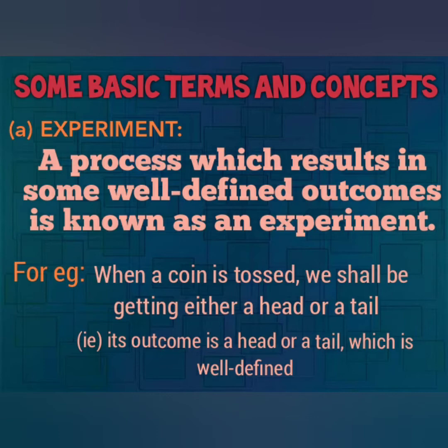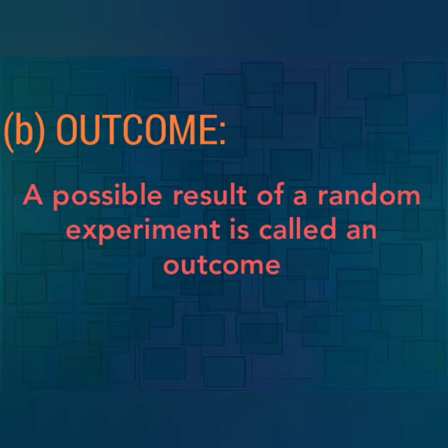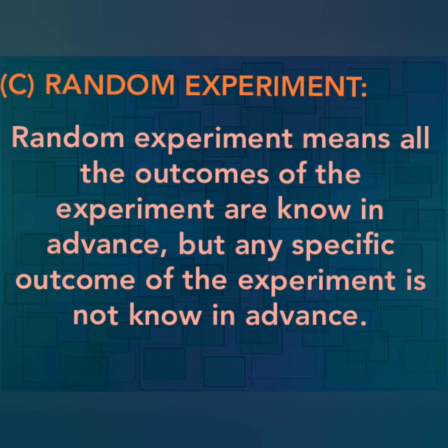Definition of experiment. Next, outcome. A possible result of a random experiment is called an outcome. A possible result. What are all possible results we will get for that experiment is called an outcome. But in this, what is the meaning of random experiment? Random experiment means all the outcomes of the experiment are known in advance, but any specific outcome of the experiment is not known in advance.